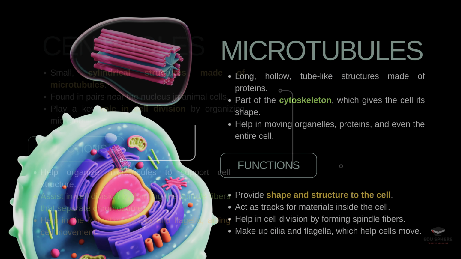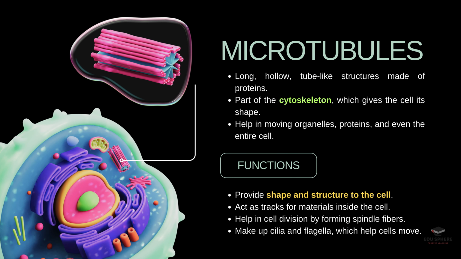We mentioned microtubules when discussing centrioles. Microtubules themselves are key components of the cell's internal framework, known as the cytoskeleton. These hollow tube-like structures provide support, helping the cell maintain its shape. They also function like railway tracks, guiding the movement of organelles and other materials within the cell.